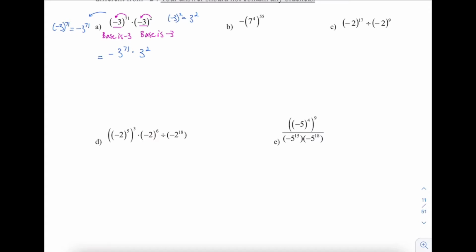Now what I'm going to do is use my exponent law that I learned in lesson 1 to simplify this. So I get negative, which remains on the outside, 3 to the 71 plus 2.